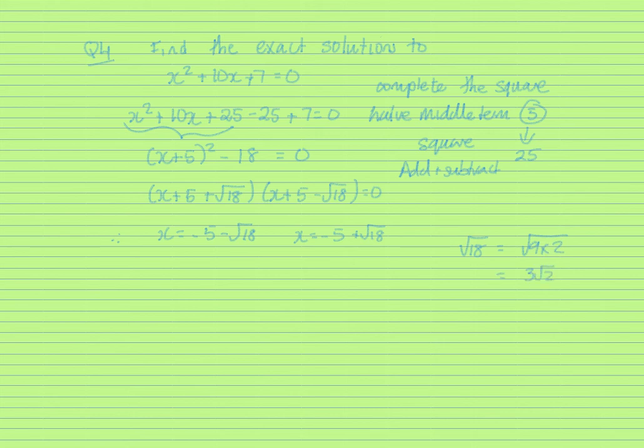Now, when I get to the end there, I can see that the square root of 18 can be simplified. So remember your surds: 3 root 2. So I'm just going to rewrite my answer, but instead of having root 18, I'm going to write 3 root 2 in its place.